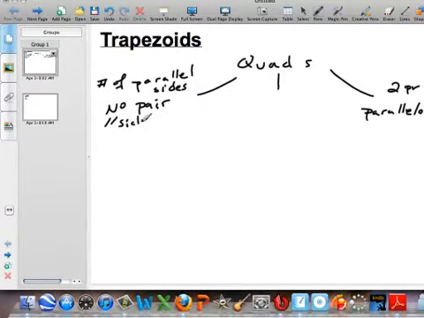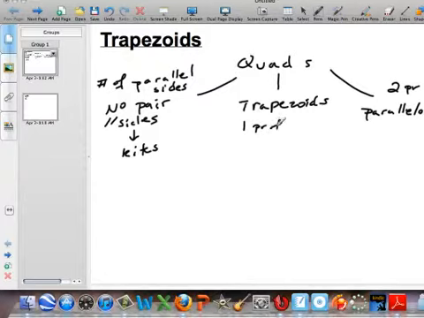We call those kites. In the middle, we have trapezoids. Trapezoids are special quadrilaterals because they have one pair of parallel sides. So ask yourself, what makes something a trapezoid? It's exactly that. It is a quadrilateral that has one pair of parallel sides.